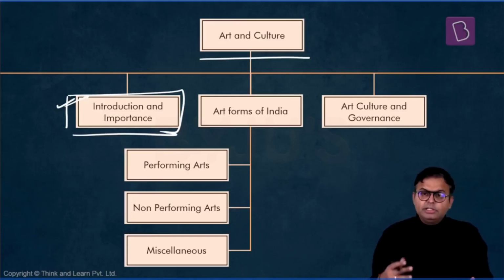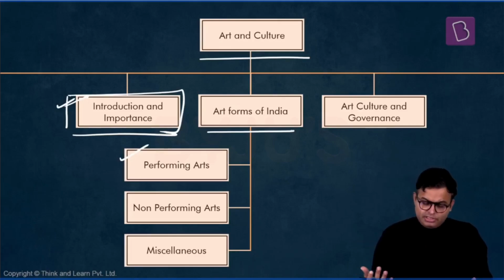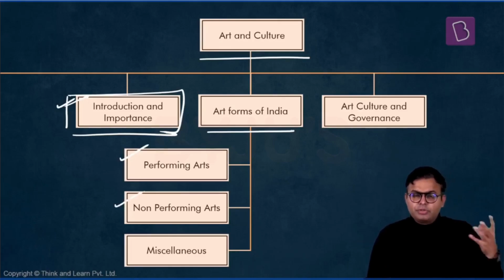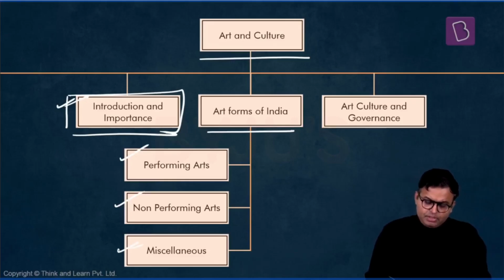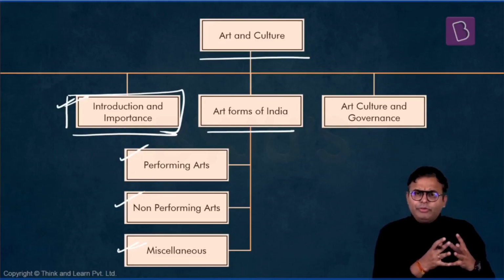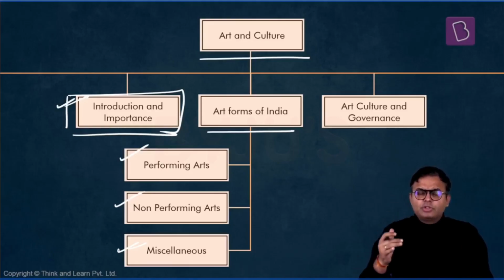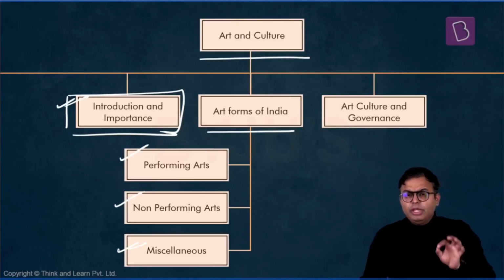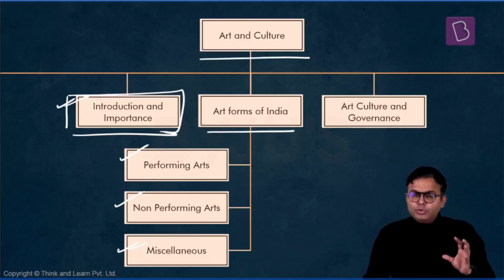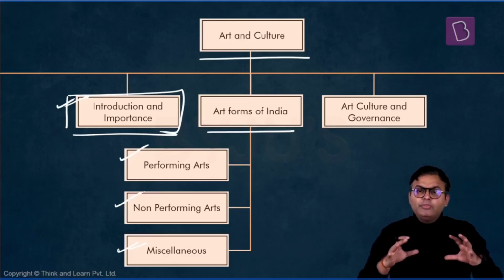Then after discussing this in the introductory session, I'll move on to the art forms, where we have performing arts consisting of dance, drama, music, theater, martial arts, non-performing arts in the form of literature and painting, and then miscellaneous topics such as science and technology and cinema. You may find that the number of chapters is quite exhaustive, but we don't want to leave any stone unturned. We want you to understand the various facets of Indian art and culture so that you have a comprehensive understanding.